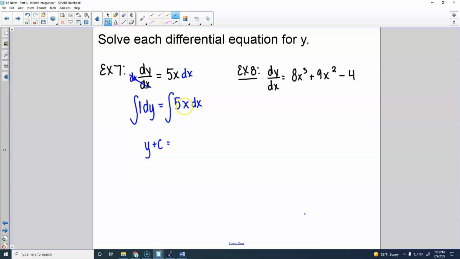So we integrate 5x, which is going to give us 5/2 x squared. And we're going to put a plus c over here. And actually, I'm going to call this c sub 1 and c sub 2 since I've got two of them.